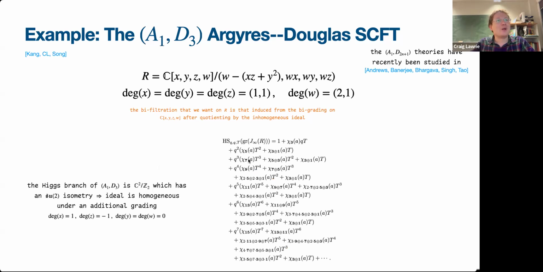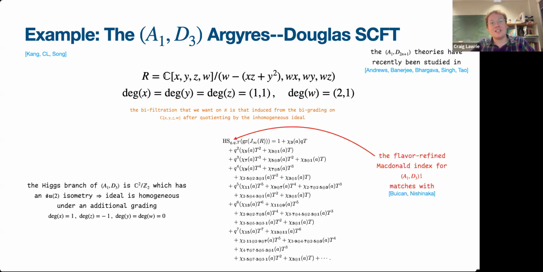And well, I don't think you'll check, but I hope you will take my word for it that all these decompositions of the characters of SU2 are precisely the refined Macdonald index for A1D3, which was computed some time ago by Buican and Nishinaka from the field theory perspective. So even in cases where there's a non-trivial Higgs branch, unlike the A2, A_n, where the Higgs branch is just a point, we also seem to find the correct answer by doing this construction.